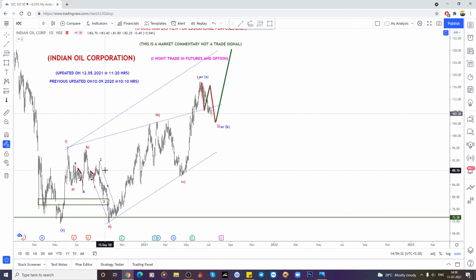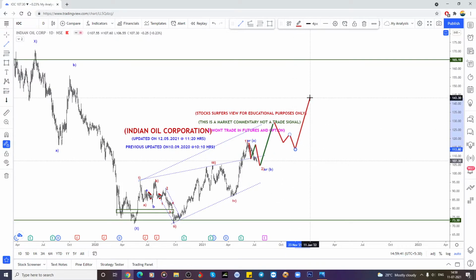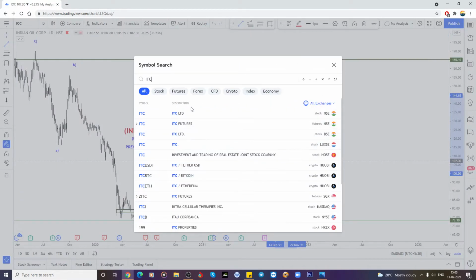But if it is 1, 2, from here it can bounce. After that it could make one more three-wave structure, and again it can bounce. So that means this is the intermediate wave, the third wave is extended, 1, 2, 3, 4, 5. So 1, 2, this is the third, this is the fourth and fifth. So there is a chance of making this kind of pattern also. Otherwise it could make one more wave to the downside and again it can bounce. So let's move on to ITC.